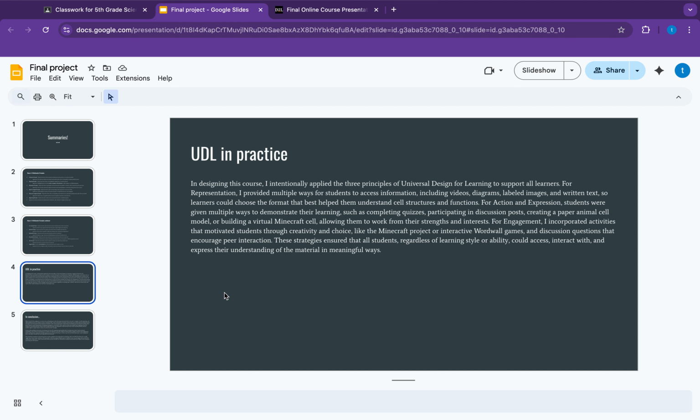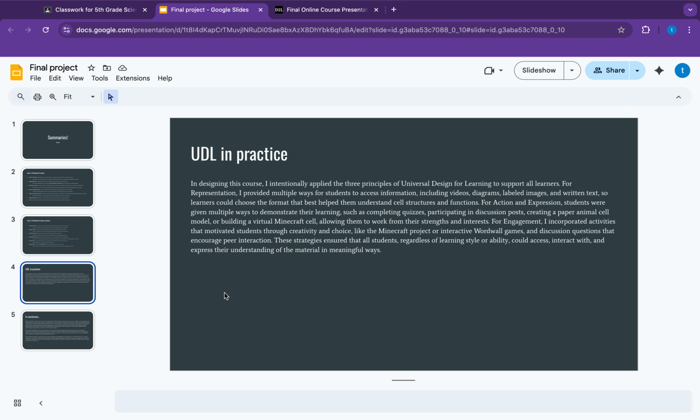UDL in practice. In designing this course, I intentionally applied the three principles of Universal Design for Learning to support our learners. For representation, I provided multiple ways for students to access information, including videos, diagrams, labeled images, and written text, so learners could choose the format that best helped them understand cell structures and functions.